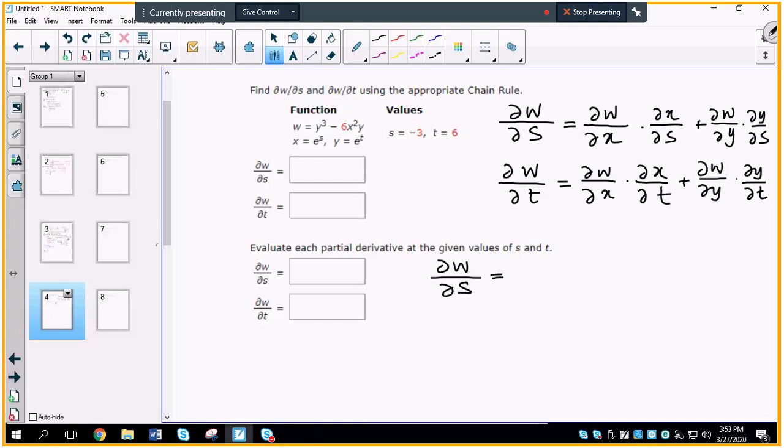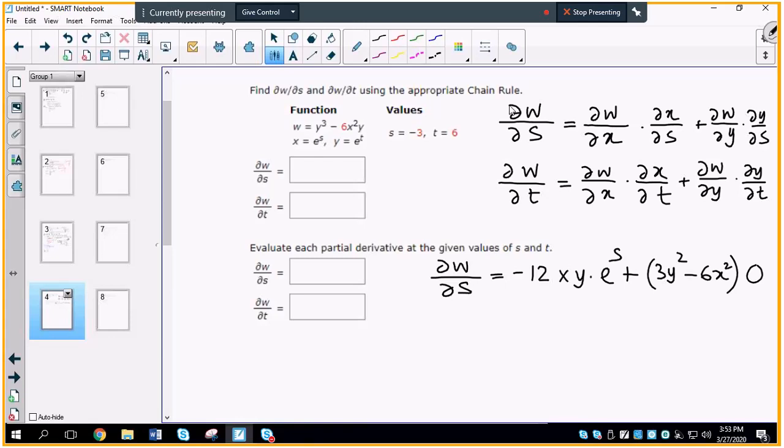So del w del s, as I said, first do the derivative with respect to x. So derivative of y cube is 0, but derivative of minus 6x squared y is going to be minus 12xy. Then don't forget your del x del s, which is going to be e to the power s. That's nice. And then the next term is plus. Now I'm going to do del w del y, and I will get 3y squared, and I will get minus 6x squared as the derivative with respect to y, and I'm going to multiply this thing by del y del s. And remember, del y del s, because y is not a function of s, is going to be 0.